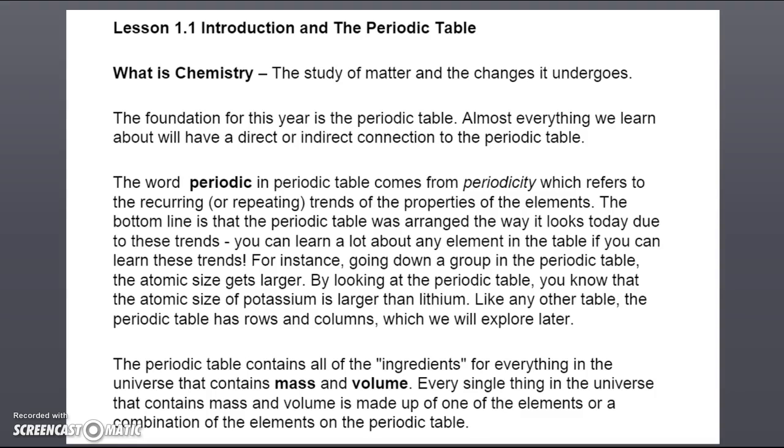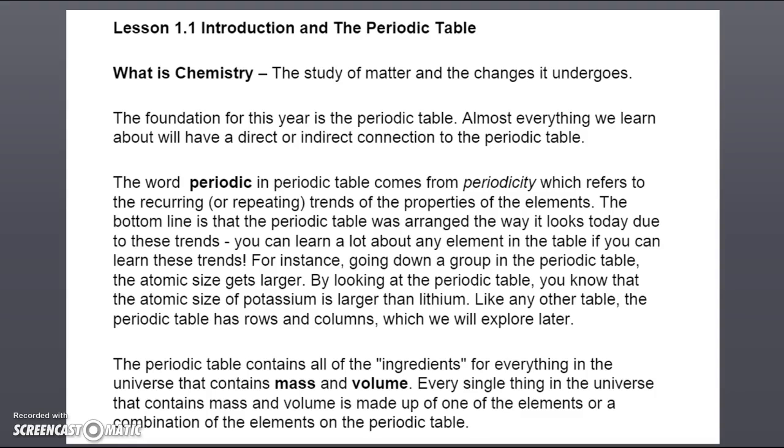Well, chemistry is the study of matter and the changes it undergoes. And what's really important this year is we learn about the periodic table, since this will be the foundation of everything that we do, and you will utilize it essentially every day in chemistry class. It's very helpful. You can learn a ton of things just based off of the position that elements have in the periodic table. And importantly, everything that we will be learning about either has a direct or indirect connection to the periodic table.